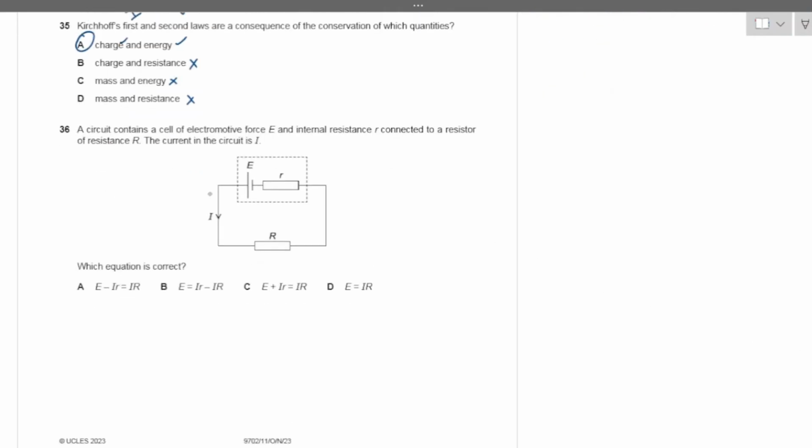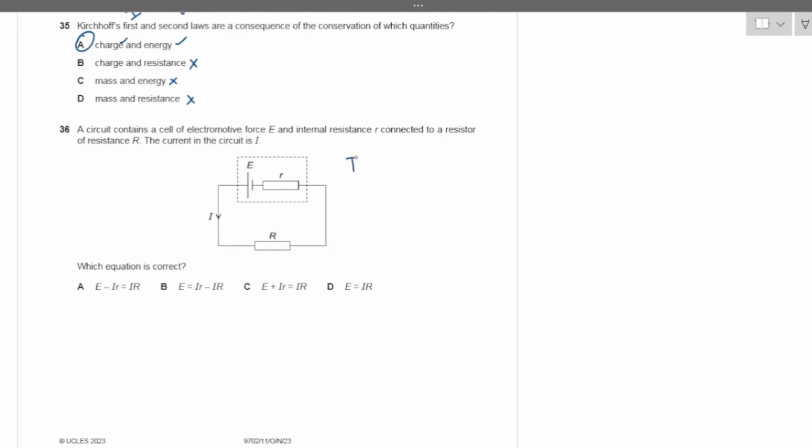Question 36. A circuit contains a cell of electromotive force E and internal resistance R connected to a resistor of resistance R. The current in the circuit is I. Which equation is correct? Now, if you know the equation for such circuits where you have internal resistance, well and good. If you do not know, do not worry. Work with basic concepts. These two resistors R and R are in series, right?